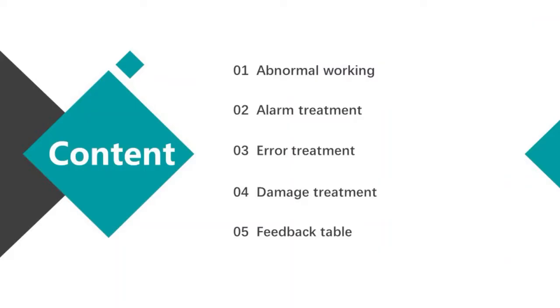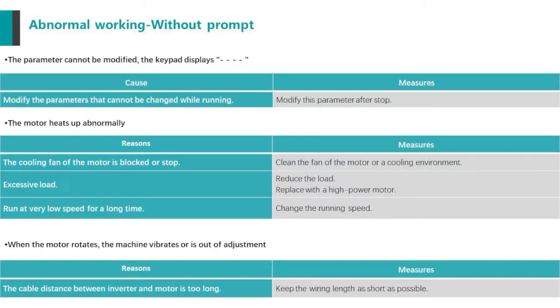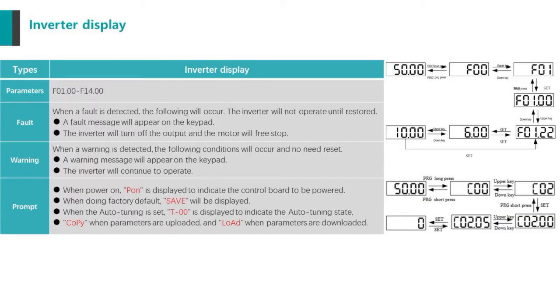One of the first things is that we must be familiar with the VFD and the keypad operation. While using, you will find there are 4 kinds of displays. Parameters, like for SI23, the parameter from F01.00 to F14.00. The fault displays like overcurrent fault, overvoltage fault, and so on.